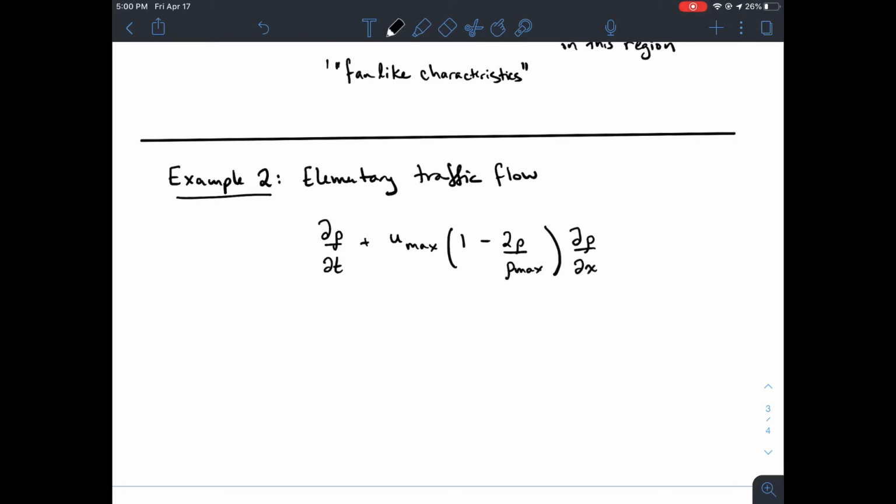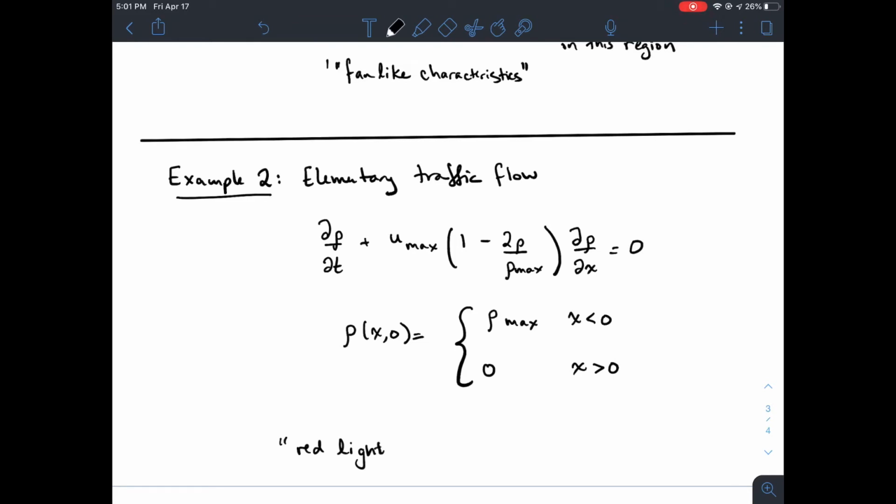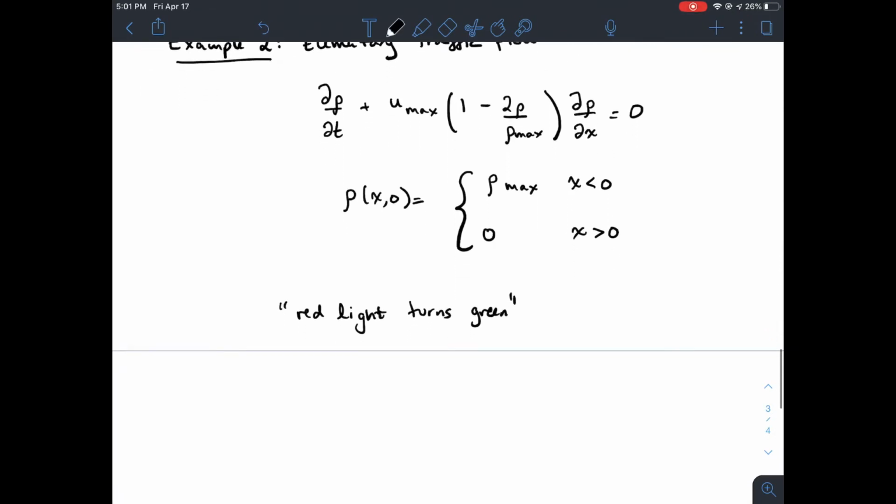And that gave us that c of rho. And then in terms of the red light turning green, of course, you can think about it as the red light turns green at x equals 0. So before x equals 0, you have rho max, and after x equals 0, you have 0, meaning all the cars are at their maximum before the light turns, and then there's 0 on the other side of the light. Okay, so you can think about it that way.